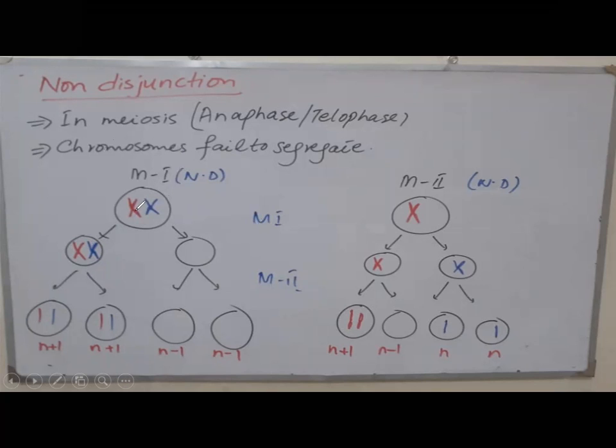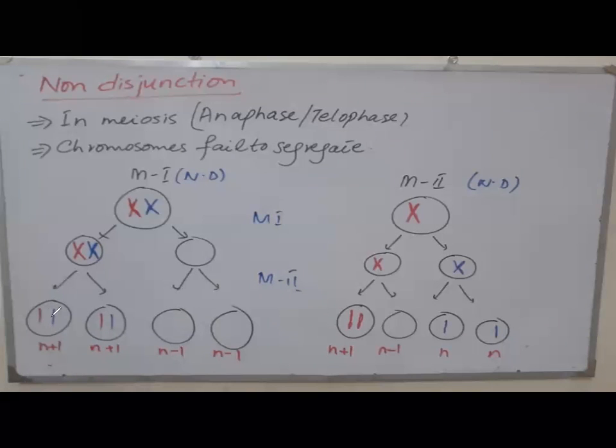This chromosome should move into this cell and this one into that cell, but it doesn't happen. Both move into the same cell, so there is no reduction division on this side, and the other cell remains empty. What will happen in the next case? There should be one chromosome in each cell. Meiosis 1 is the reduction division, whereas meiosis 2 is the same kind of division as in mitosis. So these cells will receive no chromosome.